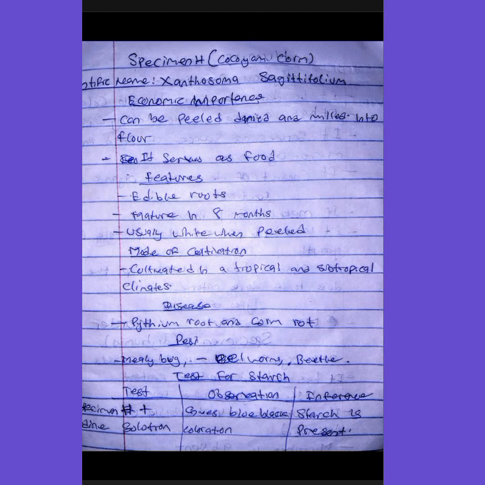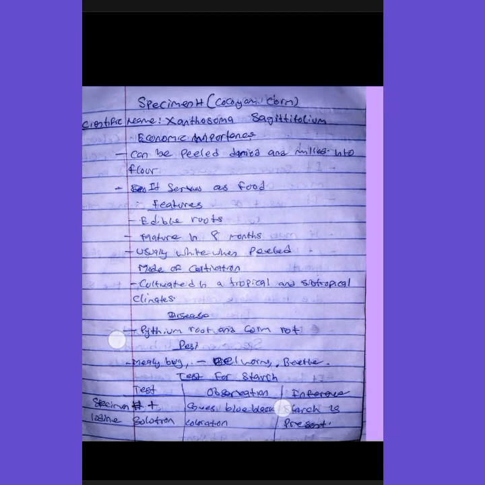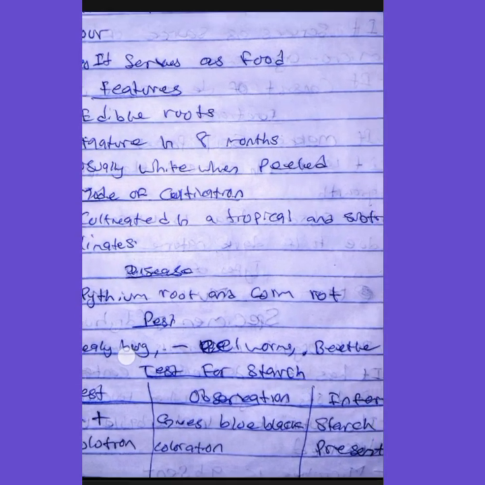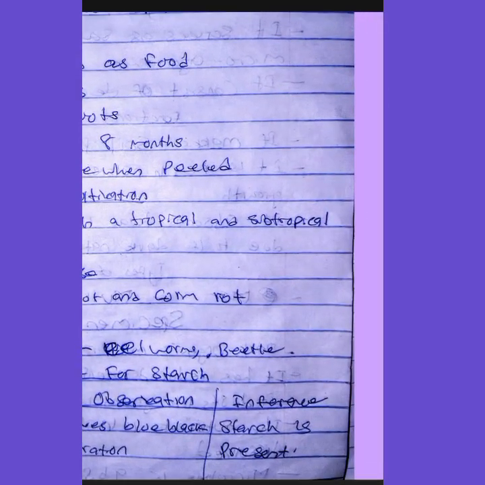Take note of this. In the specimen, there is iodine. When there is iodine, you should know that you must test for starch, and this is the only starch that is here. Then you are going to test for starch. So, specimen H plus iodine solution gives blue black coloration. That definitely shows that starch is present.